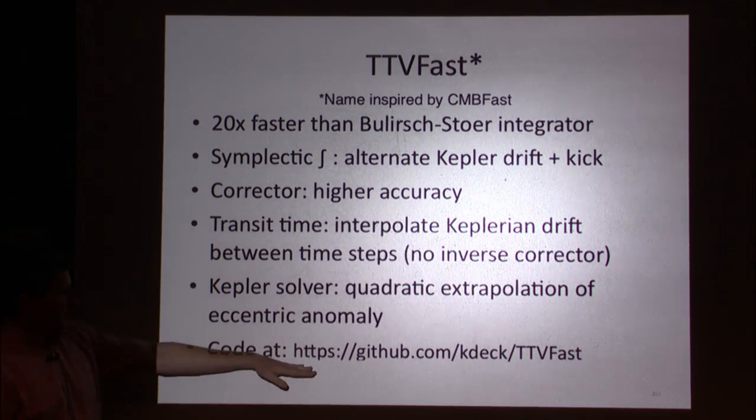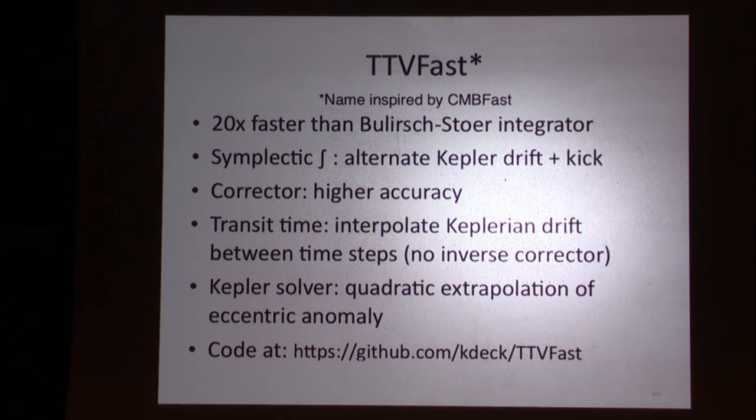And this code you can find on GitHub if you're interested. It can basically do any dynamical problem that you're interested in in which you have a hierarchy of masses, with small bodies orbiting a large body, and you can have any number of bodies that you want. It can do radial velocities as well, for example.